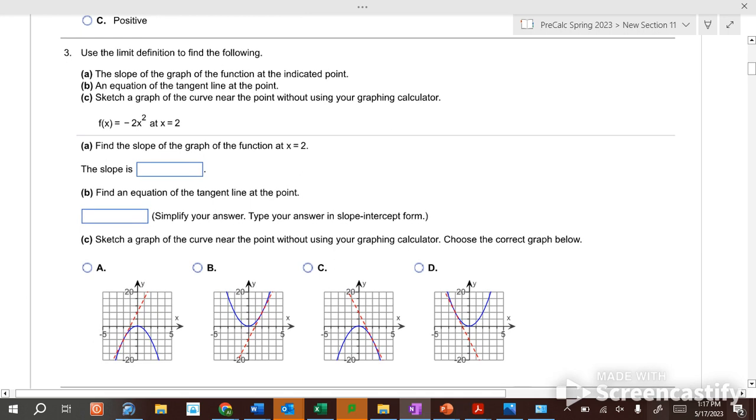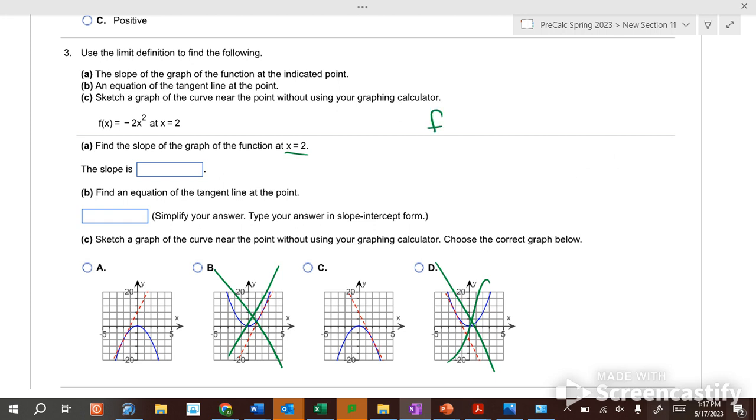Which graph is f of x equals negative 2x squared? Well, we know it can't be B or D because it's negative. So it has to be A or C. Now, that's the graph of the tangent line, so we'll find that out in a little bit. All right. So we have to find the graph of the function at this point. So let's find that.